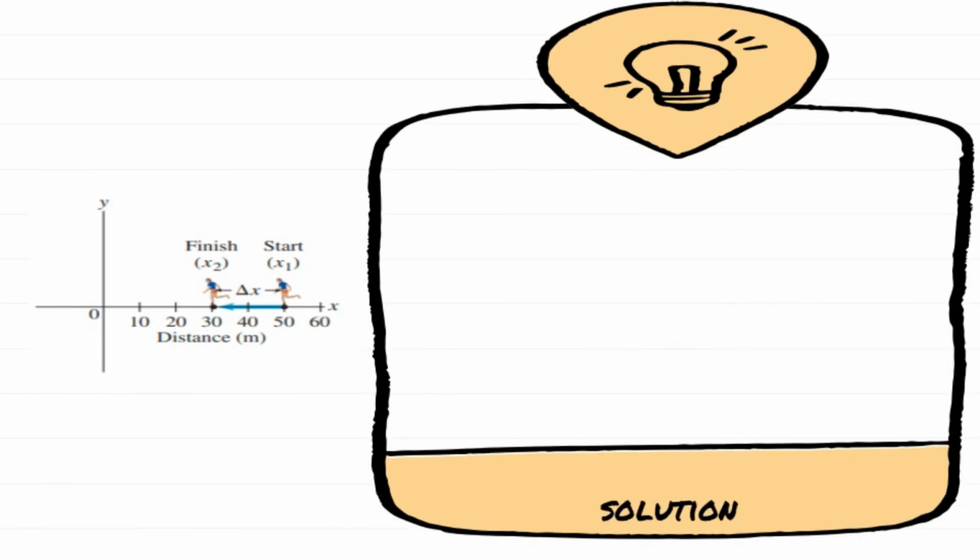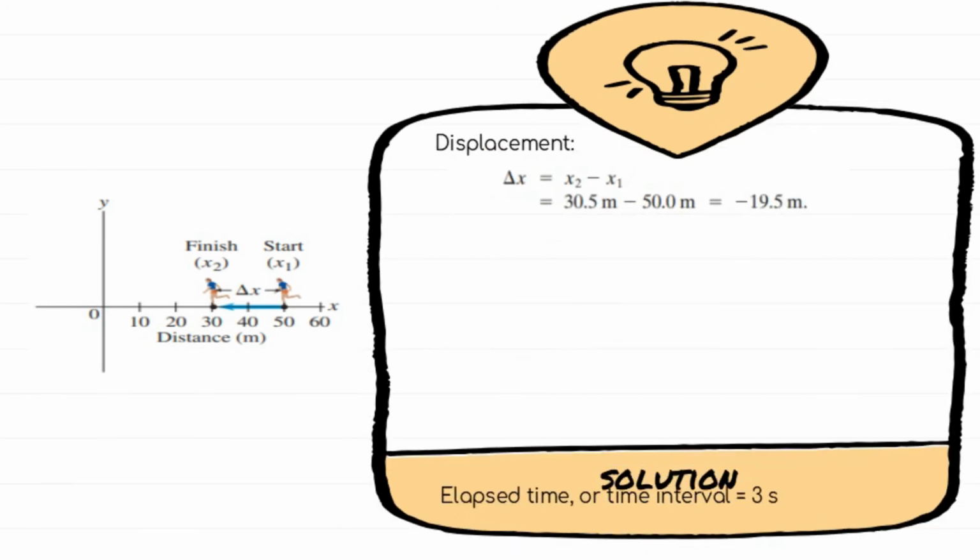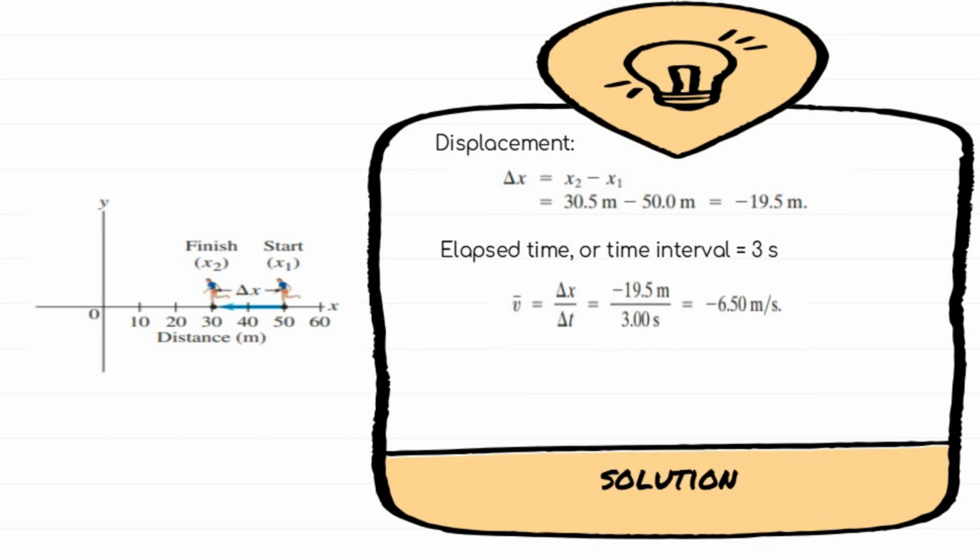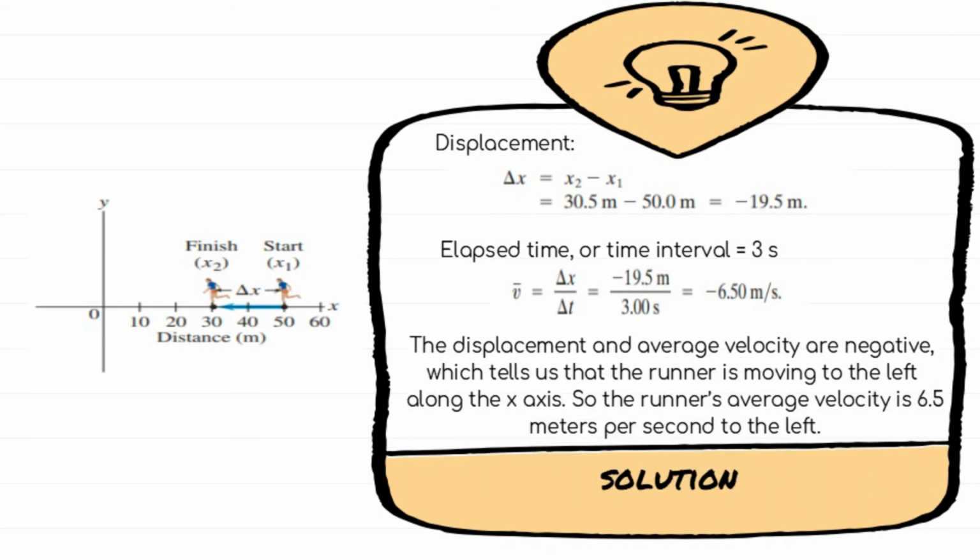The displacement is 30.5 meters minus 50 meters equals negative 19.5 meters. The elapsed time or time interval is given as 3 seconds. The average velocity is negative 19.5 meters divided by 3 seconds equals negative 6.5 meters per second. The displacement and average velocity are negative, which tells us that the runner is moving to the left along the x-axis. So the runner's average velocity is 6.5 meters per second to the left.